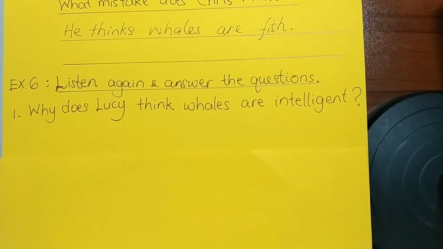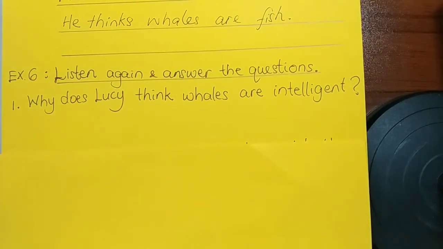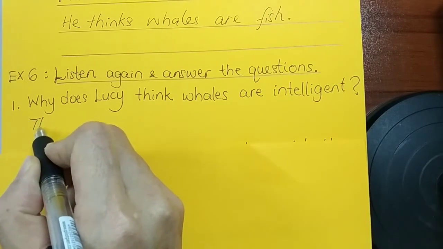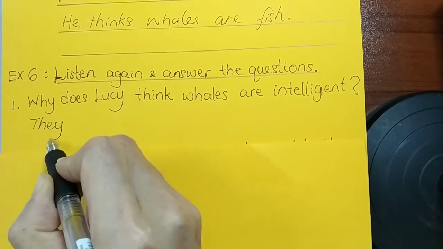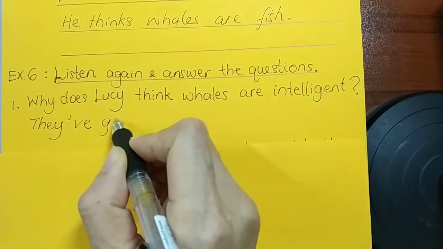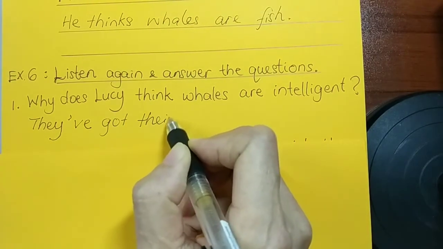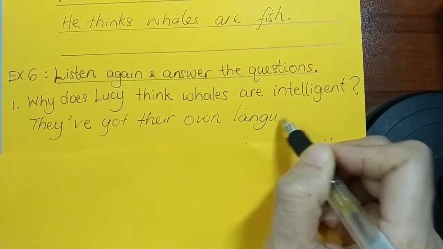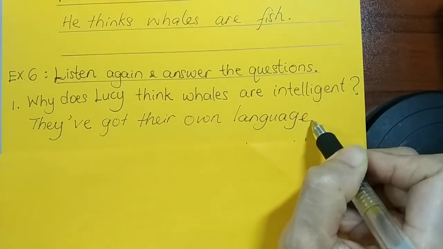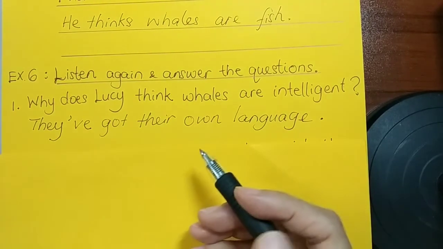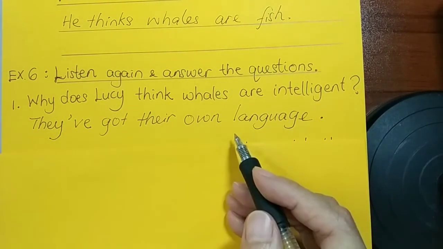Question 1 in exercise 6. Why does Lucy think whales are intelligent? Well, here she believes that they, which means the whales, got their own language. Remember how Chris says that fish can't talk? Yeah, so here, so the whales got their own language.